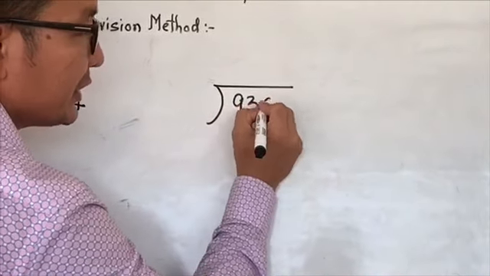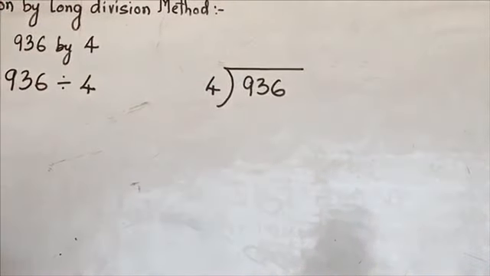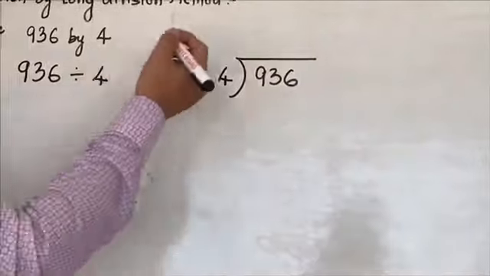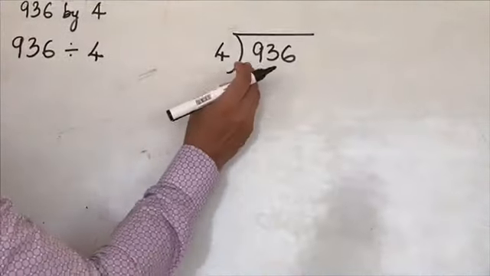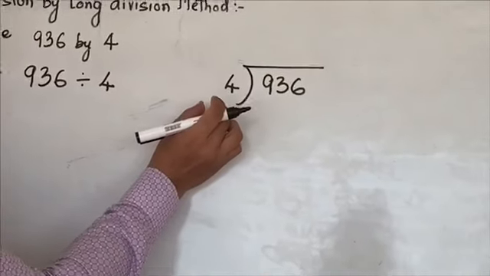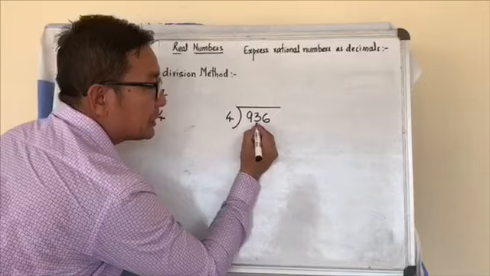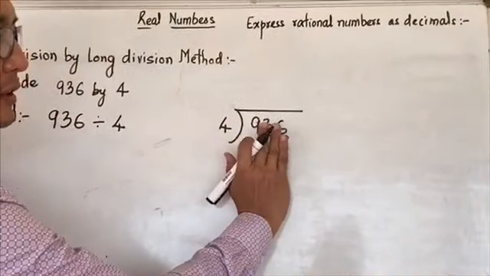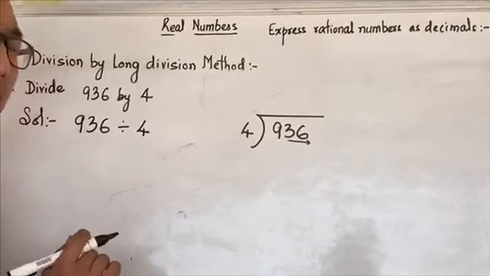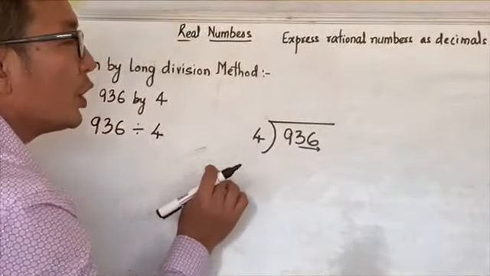936 is the dividend and 4 is the divisor. Let's forget 36 and think only about 9.